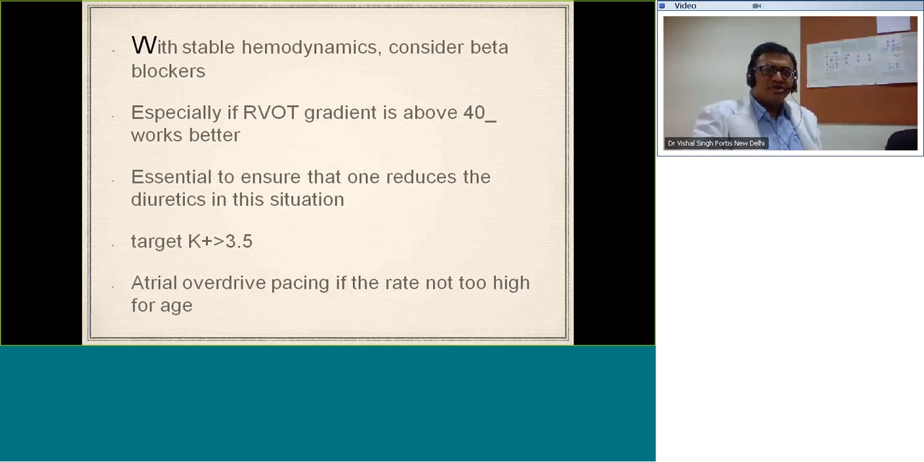In those patients with stable hemodynamics, you can always consider beta blockers, especially if the RVOT gradient is around 40, it always works better. Now, if you have a jet and if you have a fast rate, it is also essential to ensure that you don't overdo the diuresis, because that can precipitate further problems. And you target a potassium around 3.5. Atrial overdrive pacing can be used, especially if the rate was not too high for age. And I hope you do understand what overdrive pacing is.